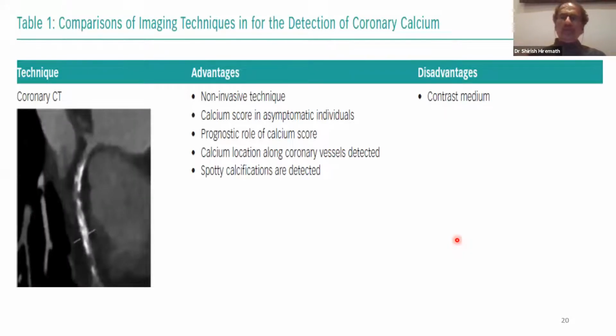So when you talk of calcification, take help of all the modalities, like if the patient has had a CT angiogram, it tells you how much is the calcium. This is non-invasive.